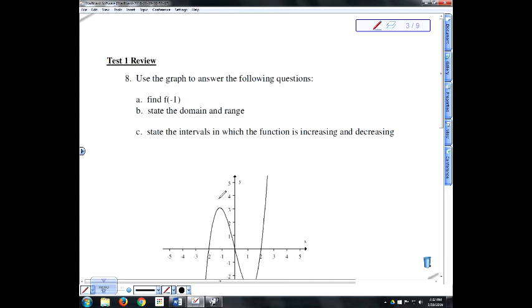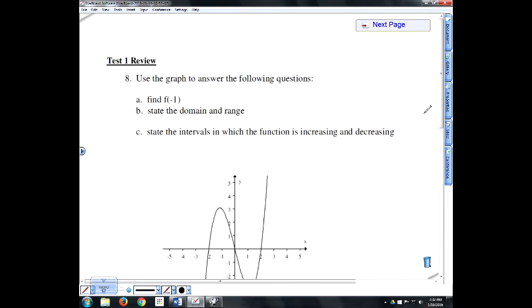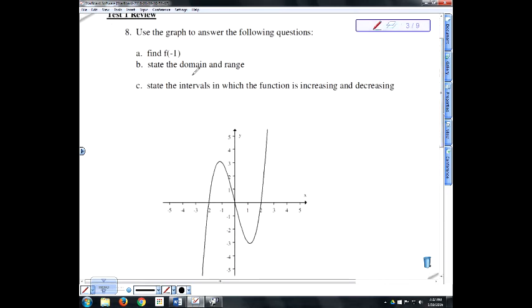So, question 8, find f of negative 1. Typically you would have an equation to plug the negative 1 into, but we don't have the equation, we have the graph. So -1 is an x value. If you find the x value here on the x-axis, then the answer would be the corresponding value on the function, -1, 3. So f of -1 is equal to 3.